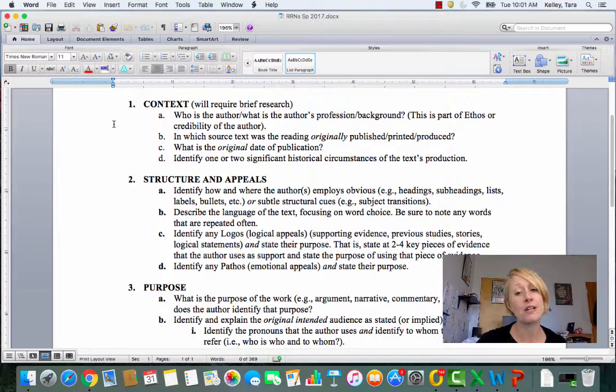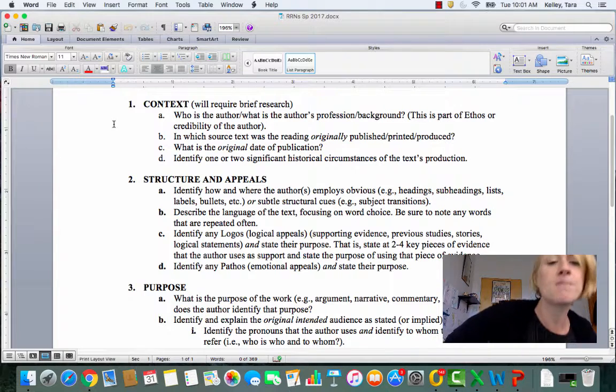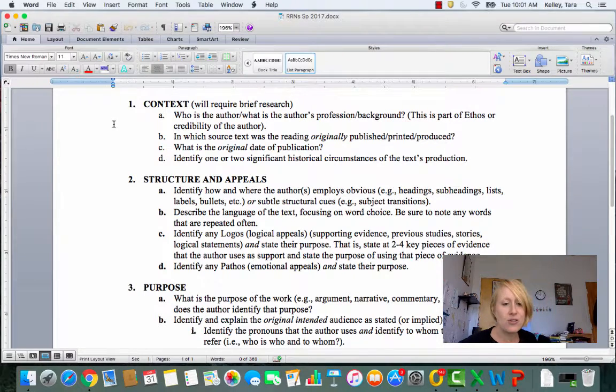The appeals are ethos, pathos, logos. You appeal to people's logic, emotions, to the credibility. And we've already discussed ethos, so this particular section will look at logos and pathos. But first you want to look at A.